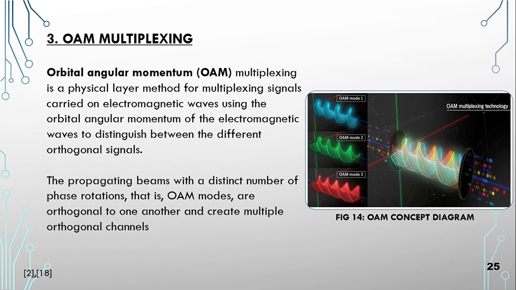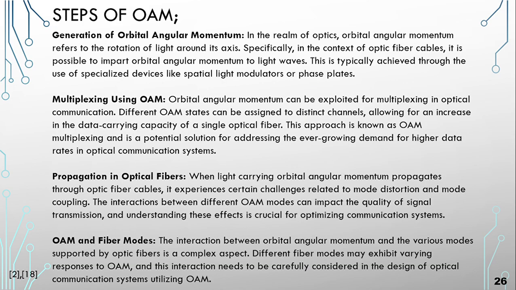OAM multiplexing refers to orbital angular momentum multiplexing, which is a physical layer method for multiplexing signals carried on electromagnetic waves using the orbital angular momentum of the electromagnetic waves to distinguish between the different orthogonal signals. The propagating beams with a distinct number of phase rotations, that is OAM modes, are orthogonal to one another and create multiple orthogonal channels. Then we can look into the steps of OAM.